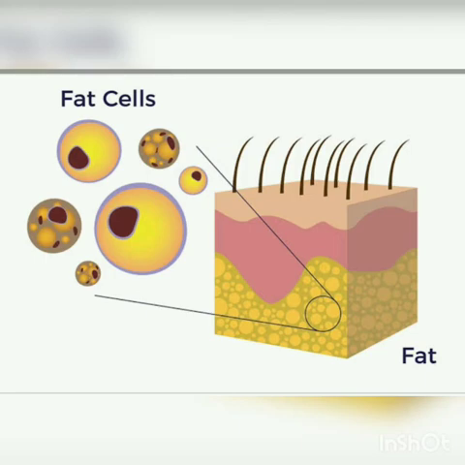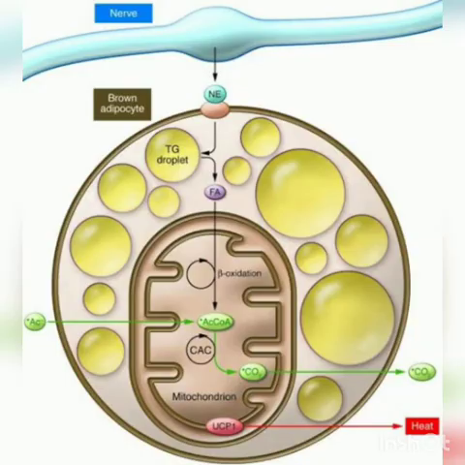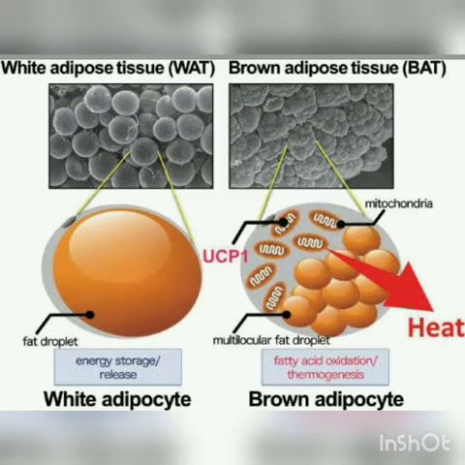Adipose tissue is also called white tissue because it is white in structure. Fat is white in color, you would have seen it. The adipose tissue which contains abundant mitochondria is called brown tissue or brown adipose tissue.